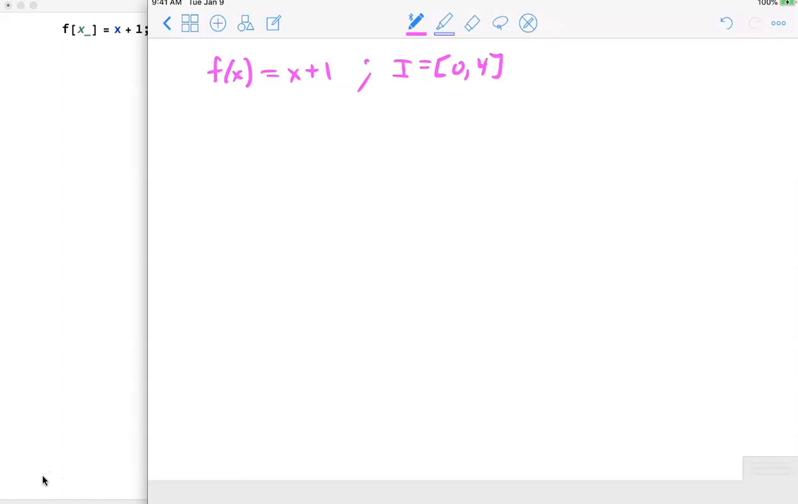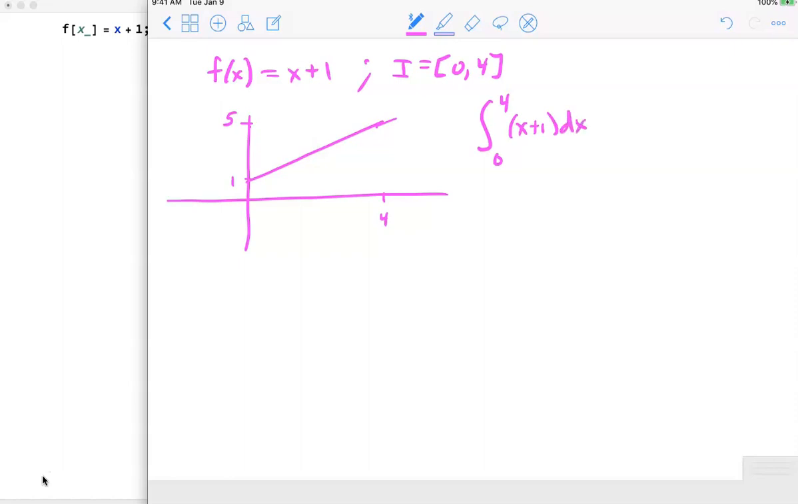Now we have a sketch of that, so we can work from there. Here's 1. And after 4 units, we're at a value of 5. And so what we're trying to compute is the definite integral from 0 to 4 of x plus 1 dx. And this was a notation that we knew was going to give us the area under this curve, right? The area. And so that is the interpretation of this definite integral.